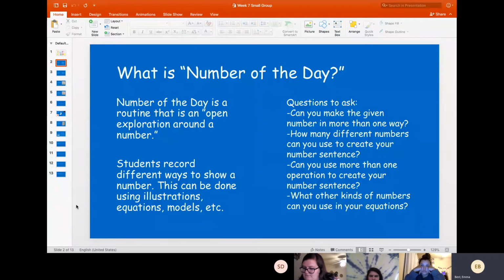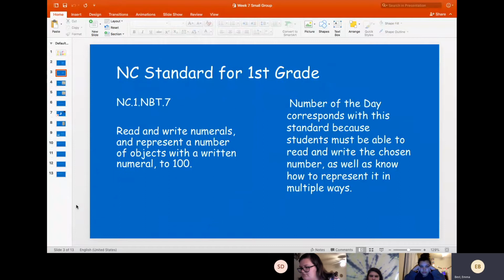Questions you can ask throughout the process are, can you make the given number in more than one way? How many different numbers can you use to create your number? Or can you use more than one operation to create your number sentence? What other kinds of numbers can you use in your equation? So these are not questions for the specific situations. These are just questions to be asking throughout.